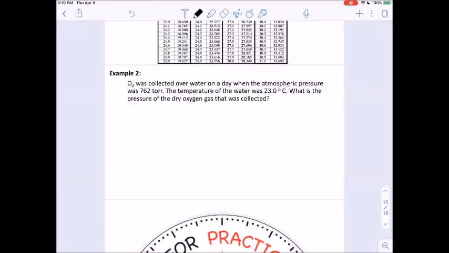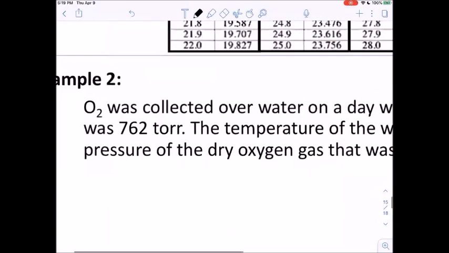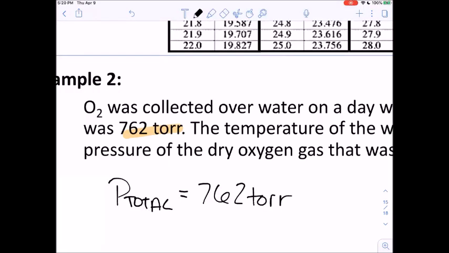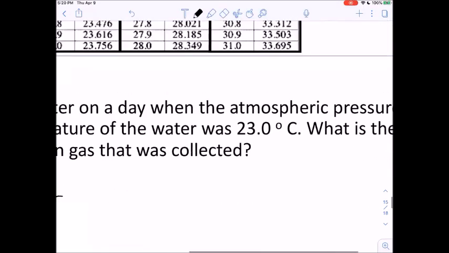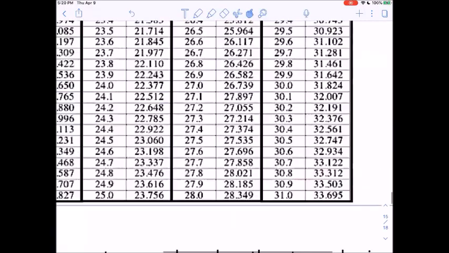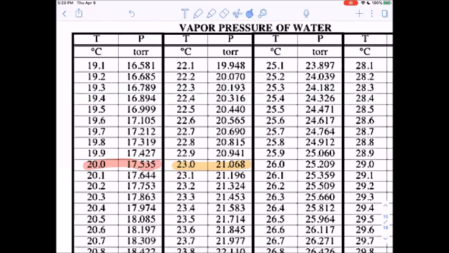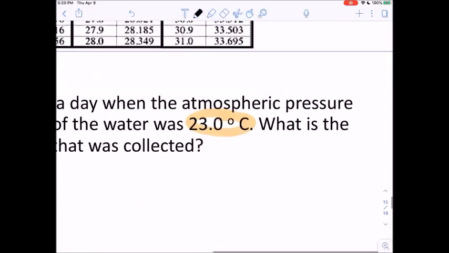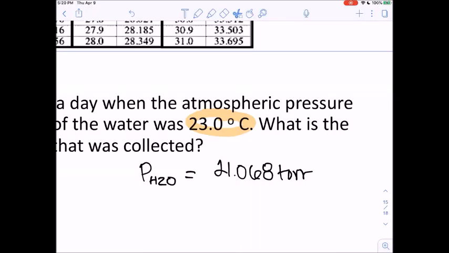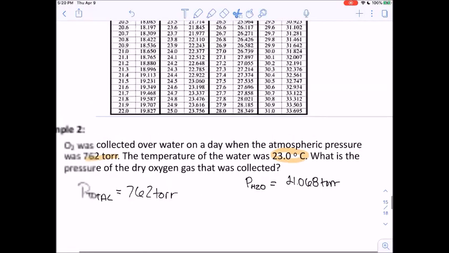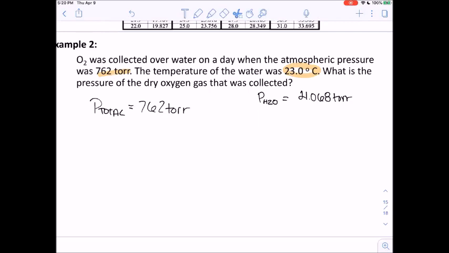This last problem that we're going to go over is just another one of collection over water, and it tells us that our O2 is collected over water on a day where the atmospheric pressure is 762 torr. So this right here is telling me the total pressure of the environment that day. So my total pressure is 762 torr. It tells me the temperature was 23 degrees Celsius. So now that I have my temperature, I can go ahead and refer back up to my chart here. 23 degrees Celsius is 21.068 torr. So the pressure of my water is 21.068. And it asks for the pressure of the dry oxygen gas. And by dry oxygen gas, it means remove the pressure that's being caused by the water, which is not dry.